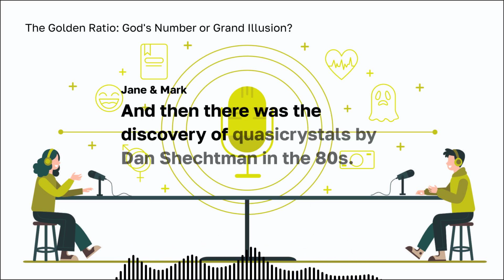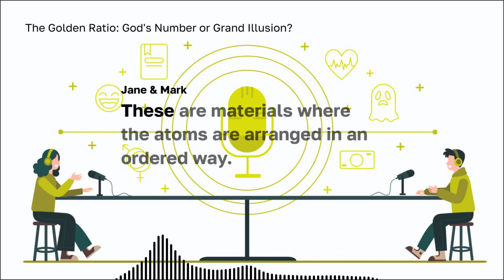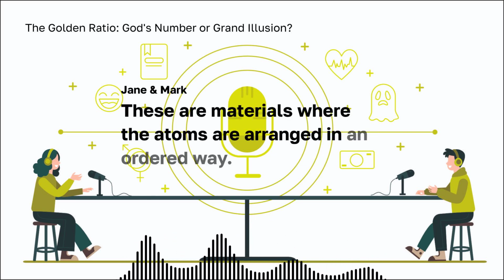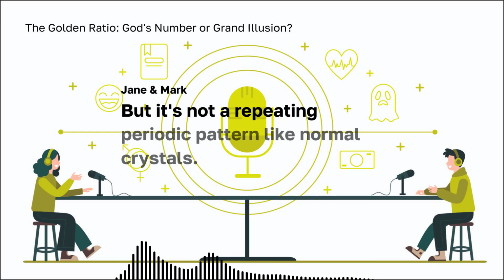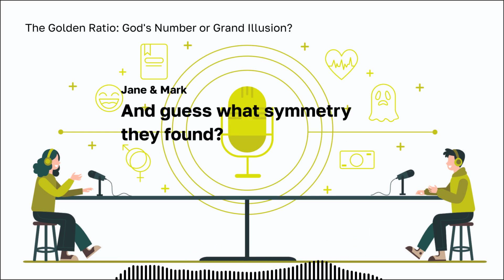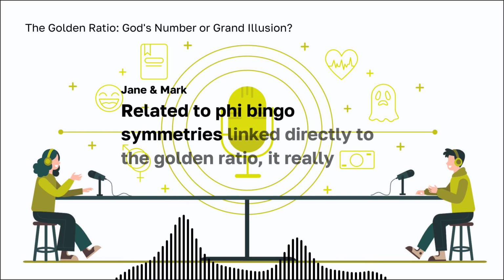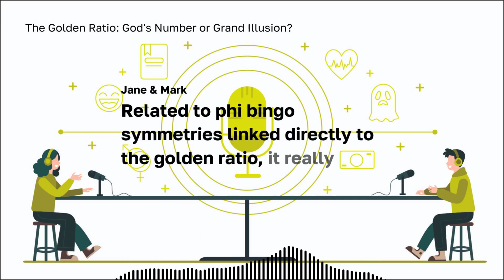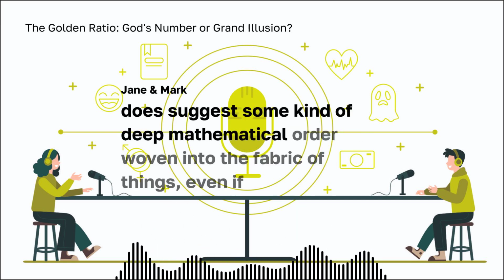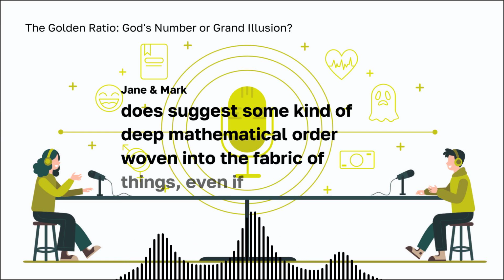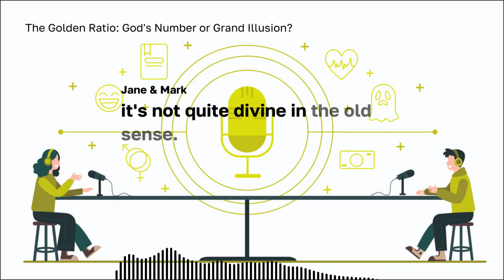And then there was the discovery of quasicrystals by Dan Shechtman in the 80s. He won a Nobel Prize for it. These are materials where the atoms are arranged in an ordered way, but it's not a repeating periodic pattern like normal crystals. And guess what symmetry they found? Let me guess. Related to phi. Bingo. The symmetry is linked directly to the golden ratio. It really does suggest some kind of deep mathematical order woven into the fabric of things, even if it's not quite divine in the old sense.